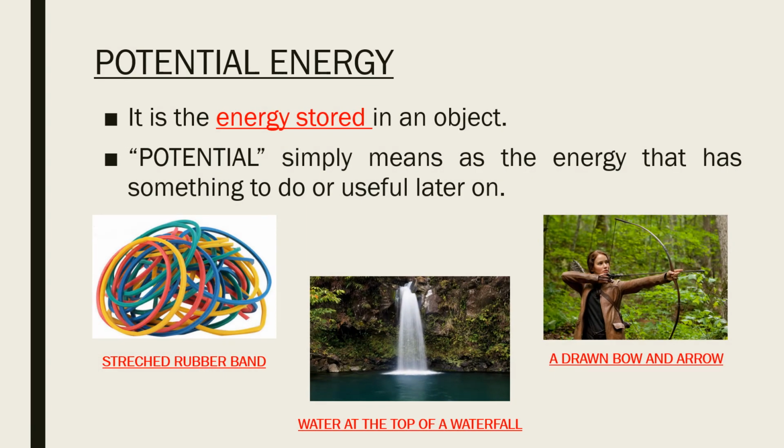But before we move on to the calculation of the potential energy, let us first define potential energy. It is the energy stored in an object, and potential simply means the energy that has something to do or useful later on. In our real life experiences, we have potential energy, such as the potential energy present in the stretched rubber band or in a drawn bow and arrow, as well as the potential energy present in the water at the top of a waterfall, which is also known as gravitational potential energy.